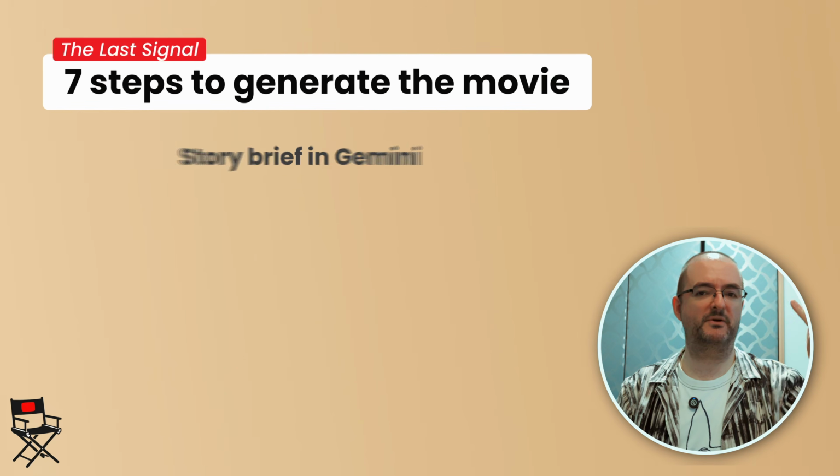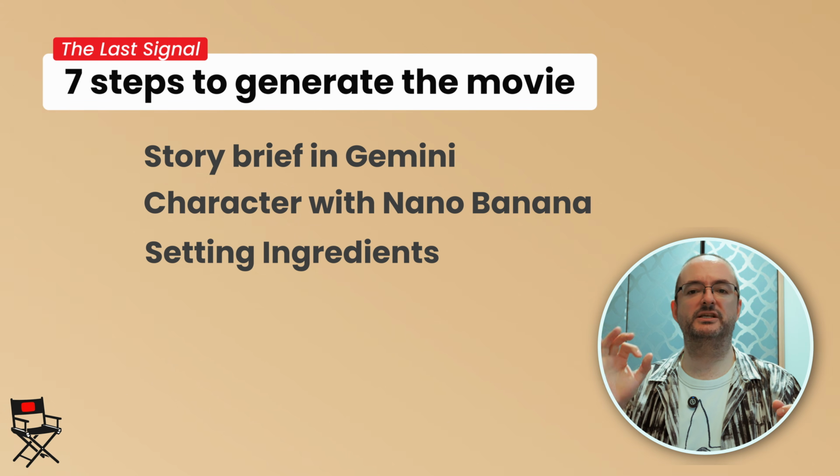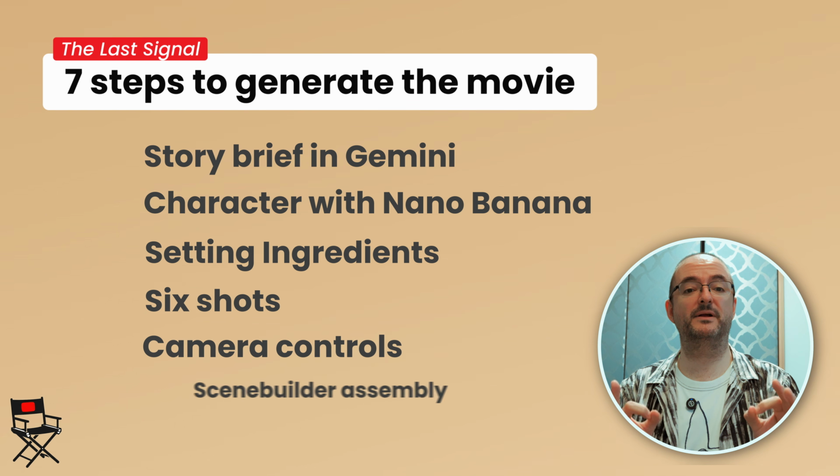That's The Last Signal, made entirely in Google Flow. 7 steps: story brief in Gemini, character with Nano Banana, setting ingredients, 6 shots across 3 generation modes, camera controls, Scenebuilder assembly, and a Lyria 3 score. The workflow I've shown you today works for any story. You change the character, the setting, the logline, the process is identical.